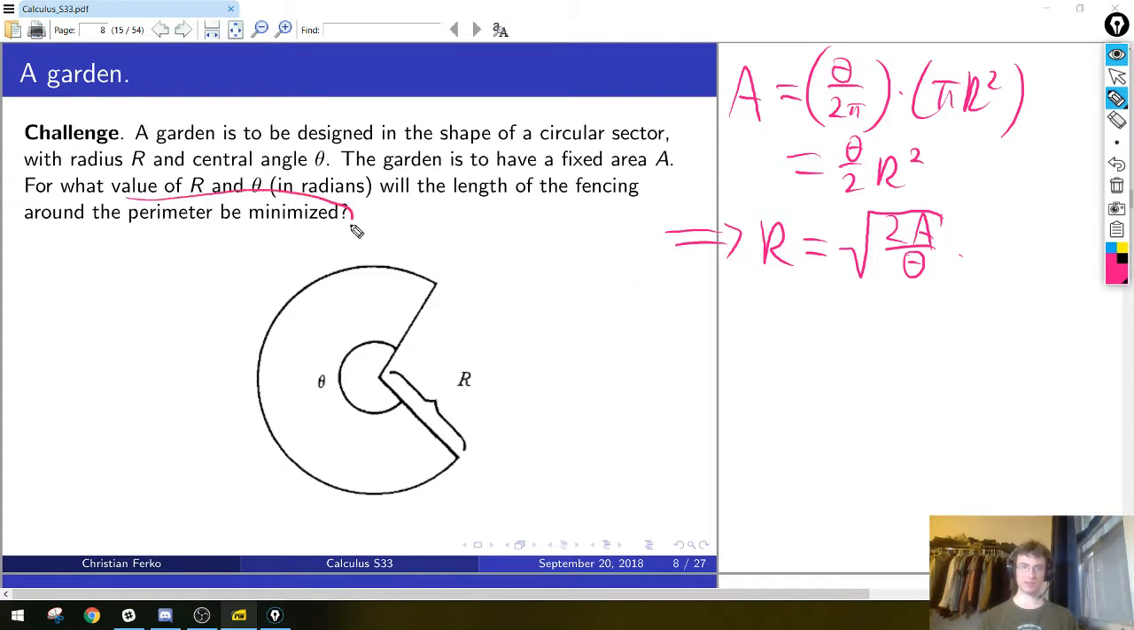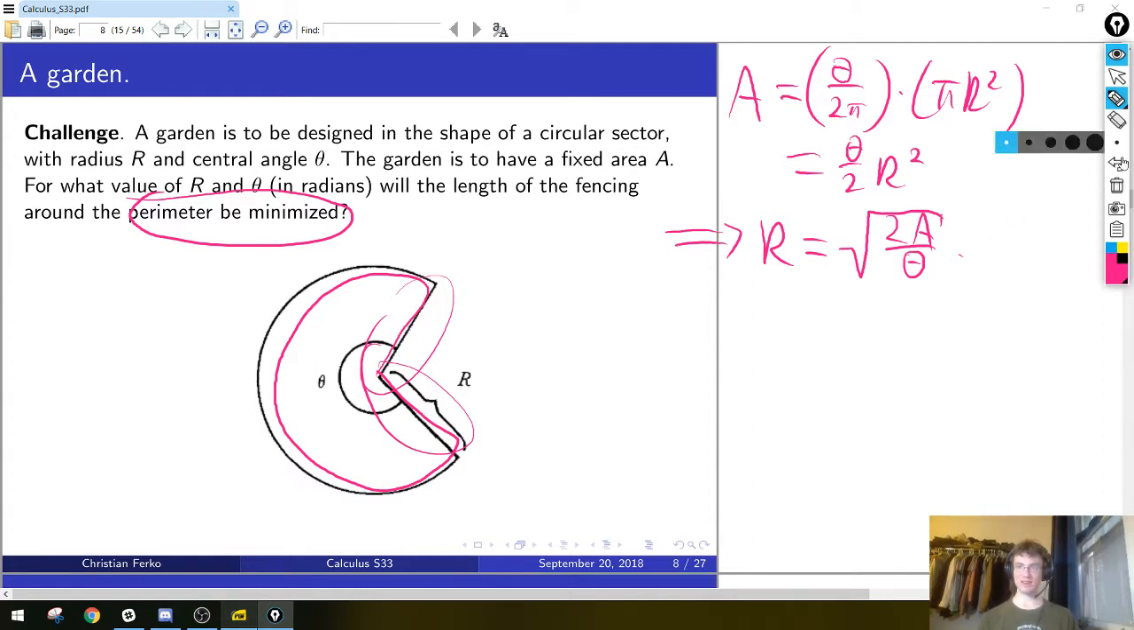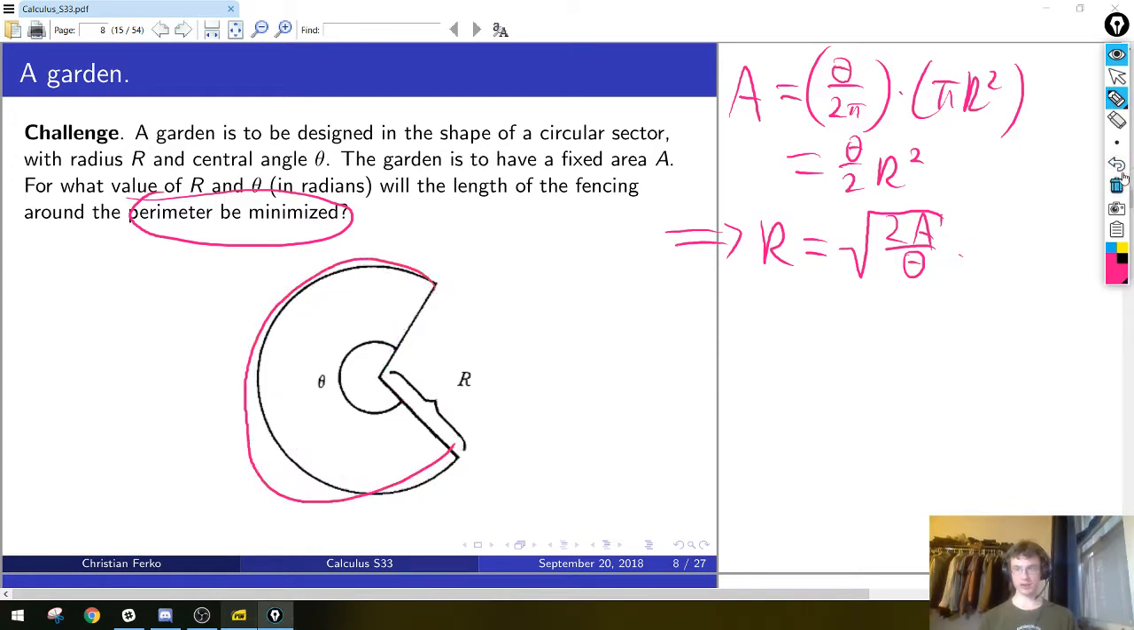Now it looks like we're trying to minimize this thing, the perimeter. So the perimeter has two contributions. It has one from these edge pieces that are both equal to the radius, and then the perimeter has a second contribution from the outside piece, which is this arc, right? So what function should I write down for the perimeter now?